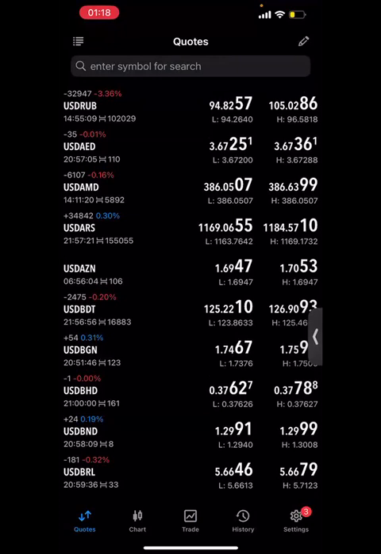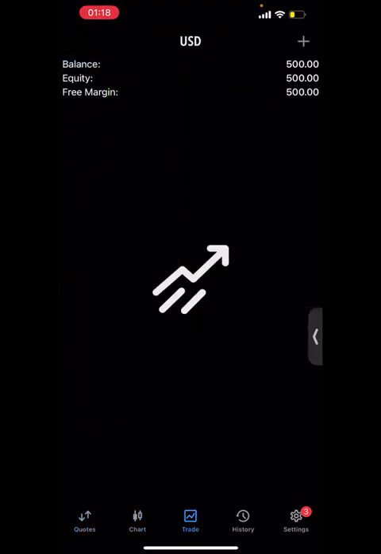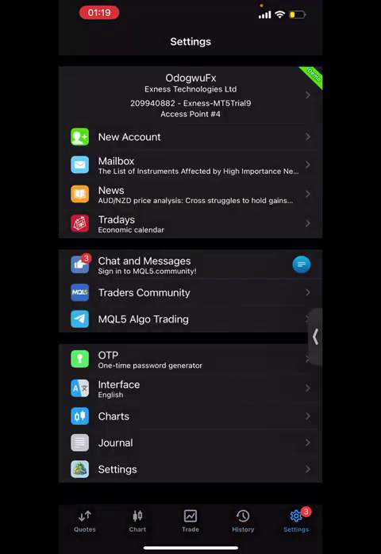So I'm going to use Bitcoin for this particular lecture because this is actually weekend. This is actually Sunday, and the first market is actually open on Sunday. So let's use BTC. So when they call the trade for you, right? If you check here, look at the bottom of your MT5 app. You'll see quotes, you'll see charts, you'll see trade, you'll see history, you'll see settings. If you're actually using an Android phone, it's going to be slightly different, but all those things are still there.